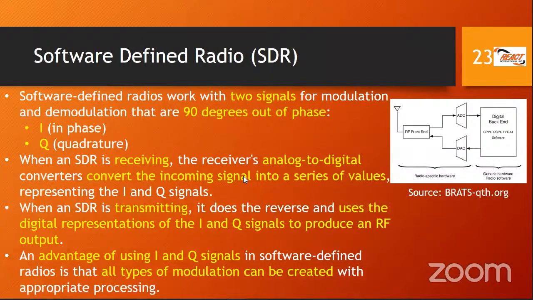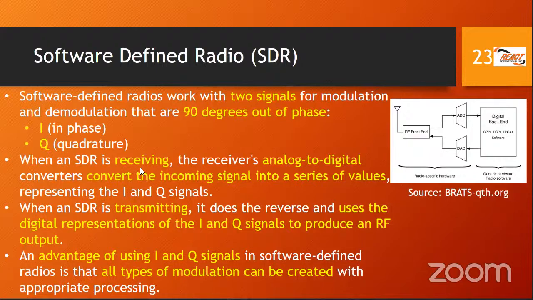Okay, so speaking of software-defined radio, how does it work? Well, it uses two signals for modulation and demodulation. Note that those two signals are 90 degrees out of phase. That is an important point that you need to learn for your exam: for SDR, or software-defined radios, there are two signals that are used, and both of them are 90 degrees out of phase with each other. The first signal is called the I signal, and the other one is called the Q. So you have I and Q. Those are the two signals that are used for SDR.